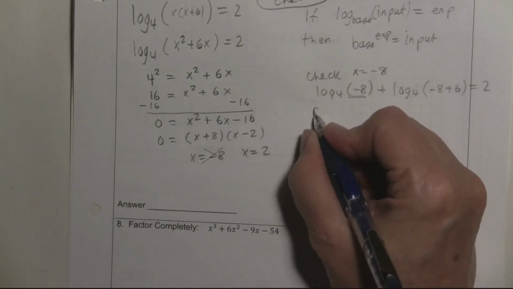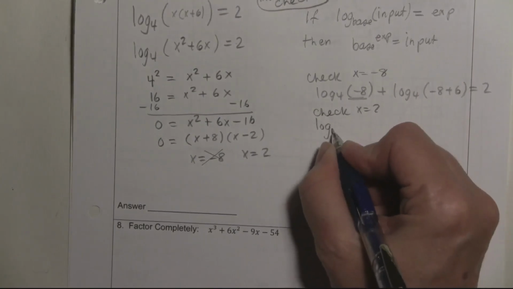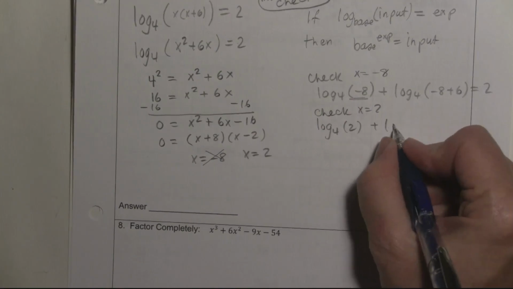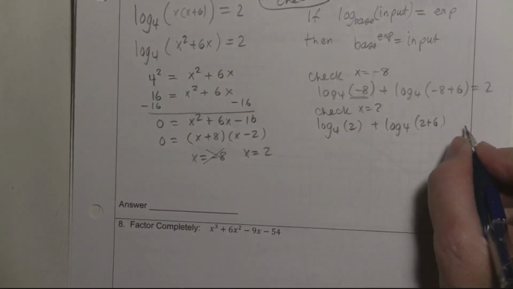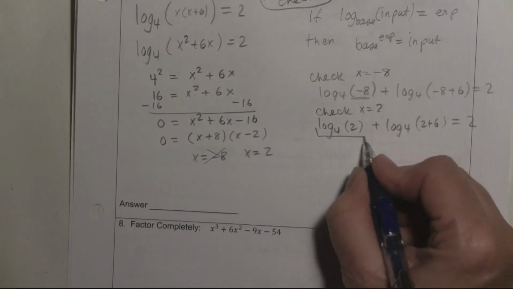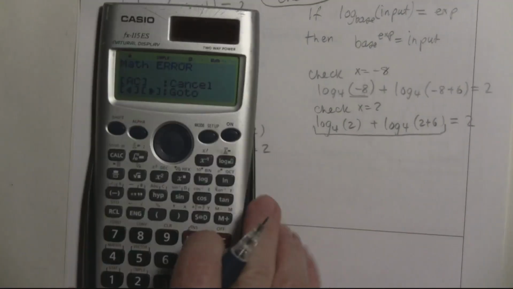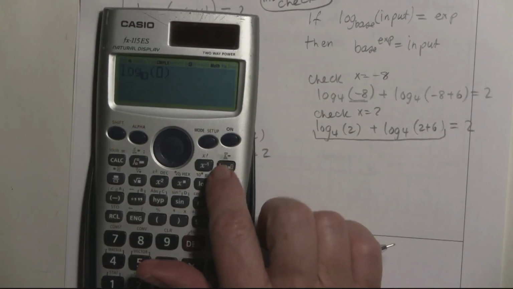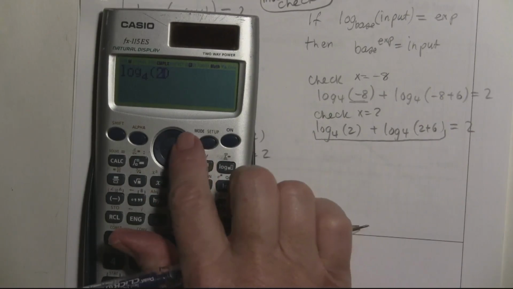So I'm going to check it. Check x equals 2. So log base 4 of 2. So that's not negative, so well, it should be okay. Log base 4 of 2 plus 6. That's not negative, so that should be okay. And so when I put this in, if I haven't made any mistake, it should equal 2. If I've made a mistake, then it won't equal 2, and I'll start again and try to figure out where I made my mistake, and I'll probably do some cussing or something.